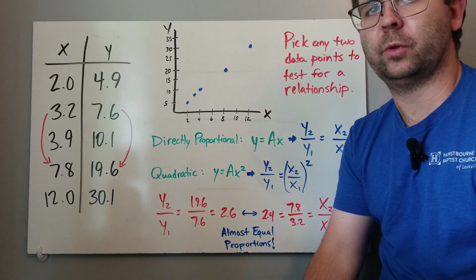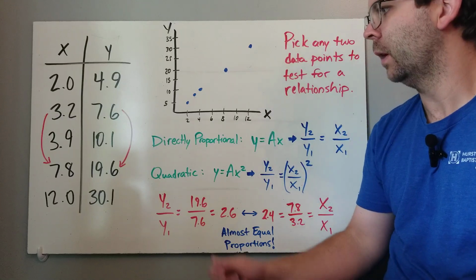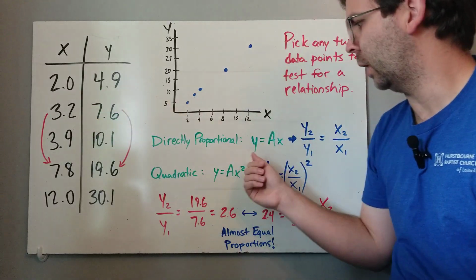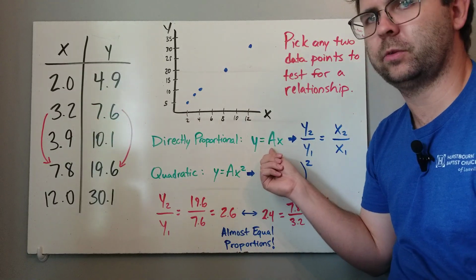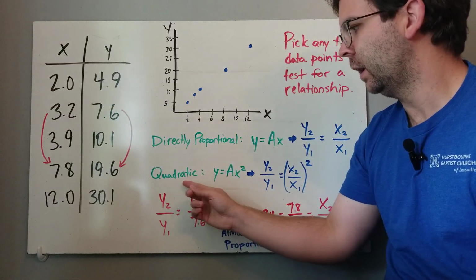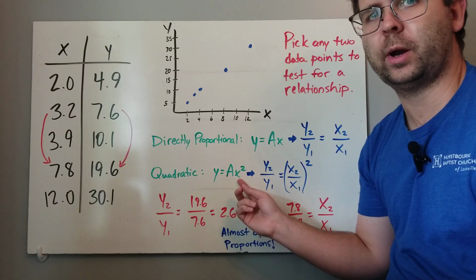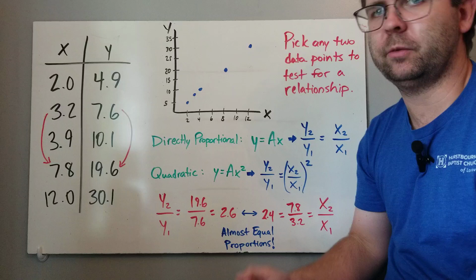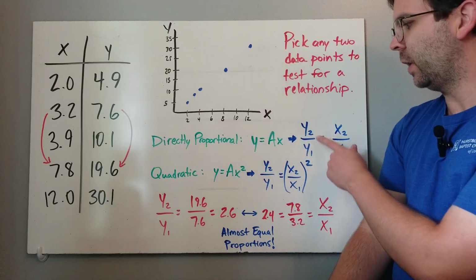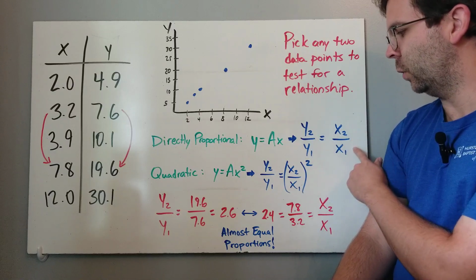It helps if you do this with multiple sets of data points, not just one, but we can start with one and you see how it works. If it's a directly proportional relationship, that means the relationship between x and y is this: y equals some constant value times x. If it's quadratic, then it's going to be y equals some constant times x squared. So the way that we determine if it's directly proportional or quadratic with two different data points is we find the ratio of y2 over y1 and compare that to x2 over x1.